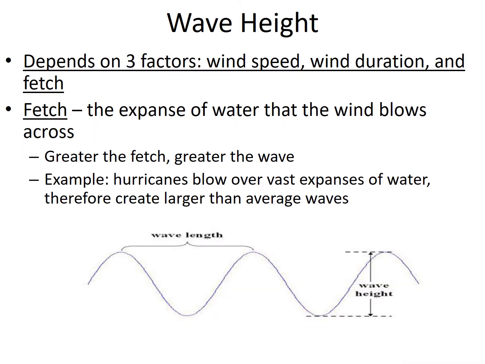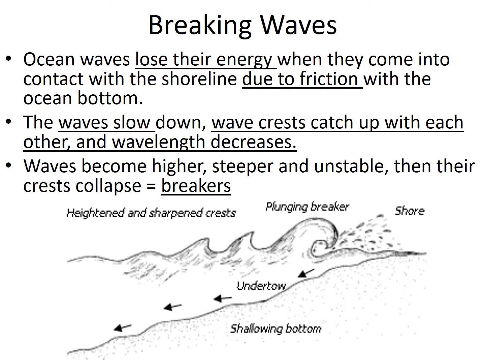All right, so the wave height depends on 3 factors: the wind speed, the wind duration, and the fetch. The fetch is the expanse of water that the wind blows across. If you think about sending your dog to fetch a ball, the greater the fetch, the greater the wave. All right, hurricanes blow over vast expanses of water, therefore creating larger than average waves.